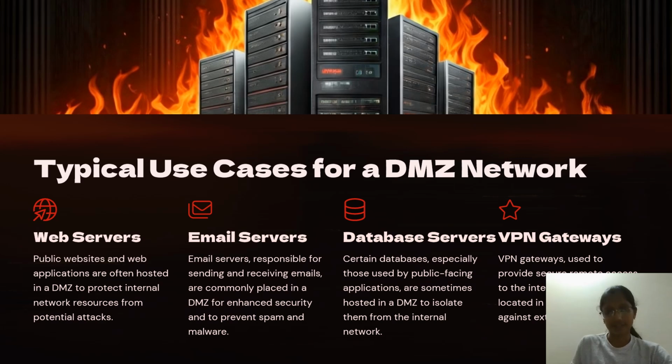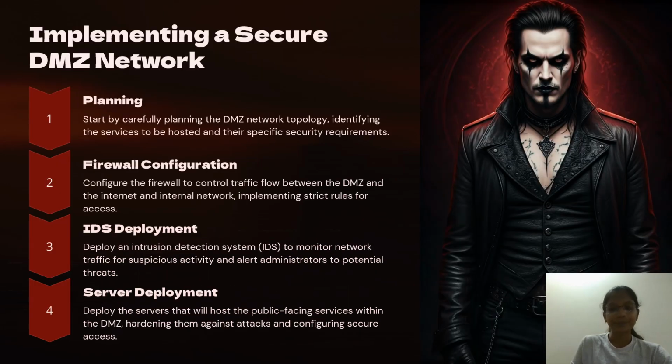Then I have database servers. Certain databases, especially those used by public-facing applications, are sometimes hosted in a DMZ to isolate them from the internal network. Then I have VPN gateways. VPN gateways are used to provide secure access through the DMZ networks. Then I have implementing a secure DMZ network. We can implement a secure DMZ network through planning, firewall configuration, IDS deployment, and then server deployment.